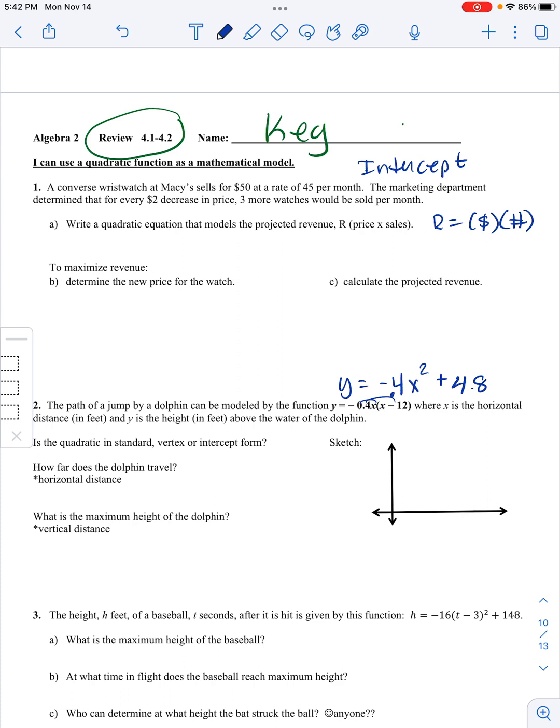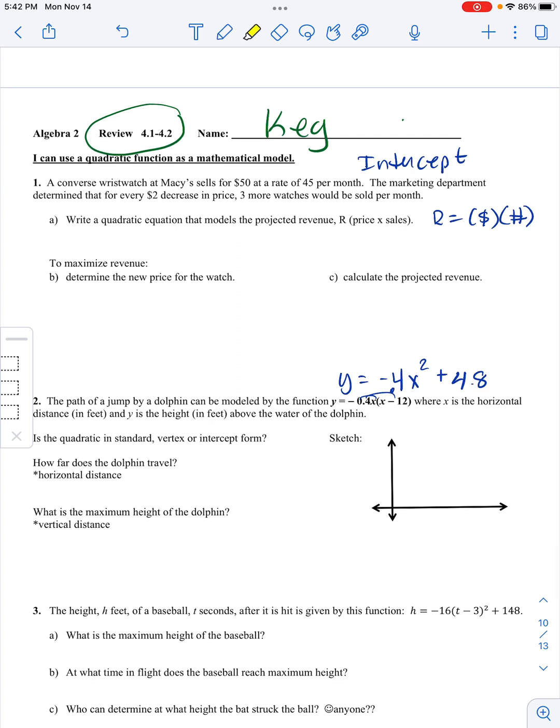So when you go, it says write an equation that models the projected revenue. Your revenue equation is always going to look the same. It's going to have two big fat sets of parentheses, one for money and one for items. So a Converse wristwatch at Macy's sells for $50. That strikes me as money at a rate of 45 per month, meaning they sell 45 of them every month at that price. So that's the beginning of my number of items.